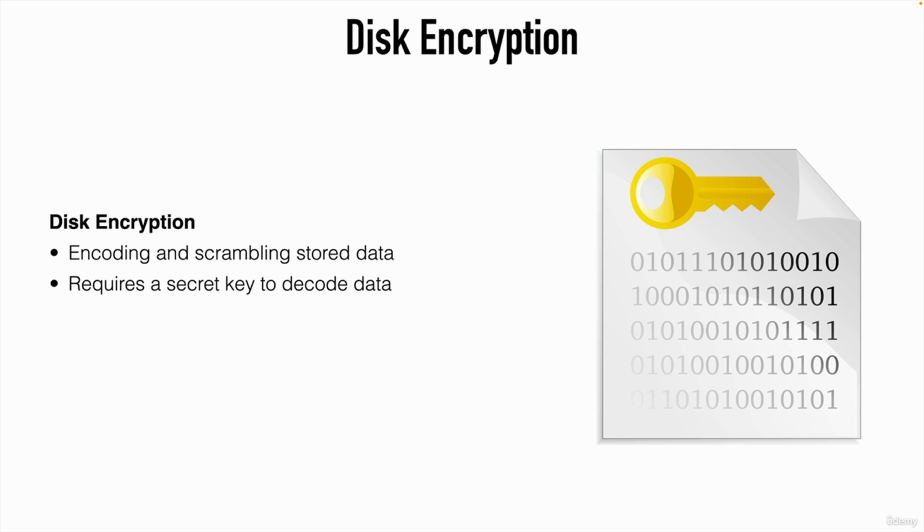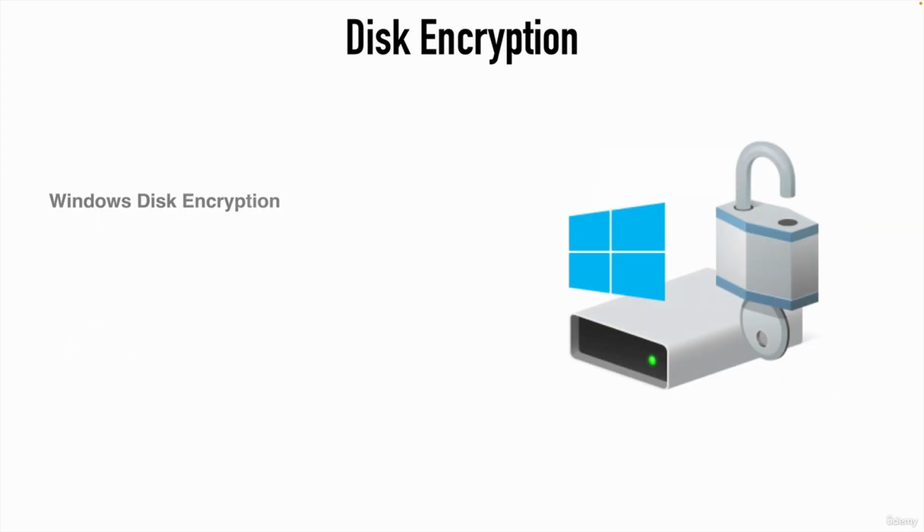We can do this in a couple of ways, either with file level encryption, where we are individually encrypting files themselves, or we can do full disk encryption, where the entire hard drive volume and all of the files inside are encrypted. First, let's talk about some built-in options, starting with Windows.